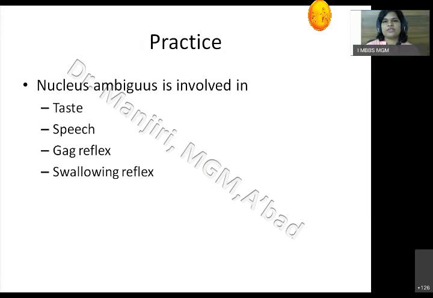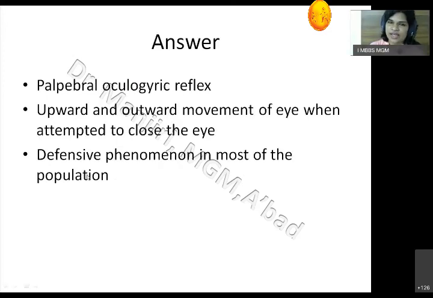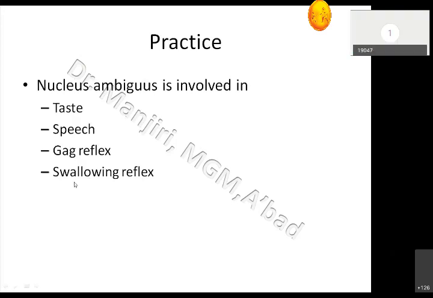Okay. So let's practice some MCQ. Very easy one. Nucleus ambiguus is involved in taste, speech, gag reflex, or ring reflex. Gag reflex. No, gag reflex is related to nucleus tractus solitarius. You have understood that nucleus ambiguus is supplying the muscles of palate, pharynx, and larynx. So larynx is involved in speech. So that's why nucleus ambiguus is also involved in speech. Okay. So if you correlate the information from the previous lecture, then you'll be able to understand. That's why I actually added this MCQ.